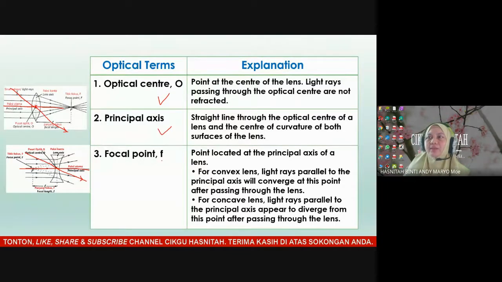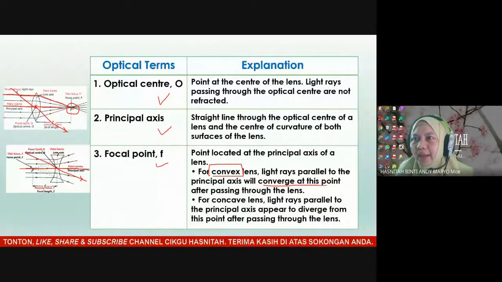Then we have the third term, the focal point. So what is the focal point? The focal point is a point located on the principal axis of a lens. For a convex lens, the light ray which is parallel to the principal axis will converge at this point after passing through the lens. For example, this is the light parallel to the principal axis. After passing through the lens, it converges to the focal point. So this is the focal point for the convex lens.